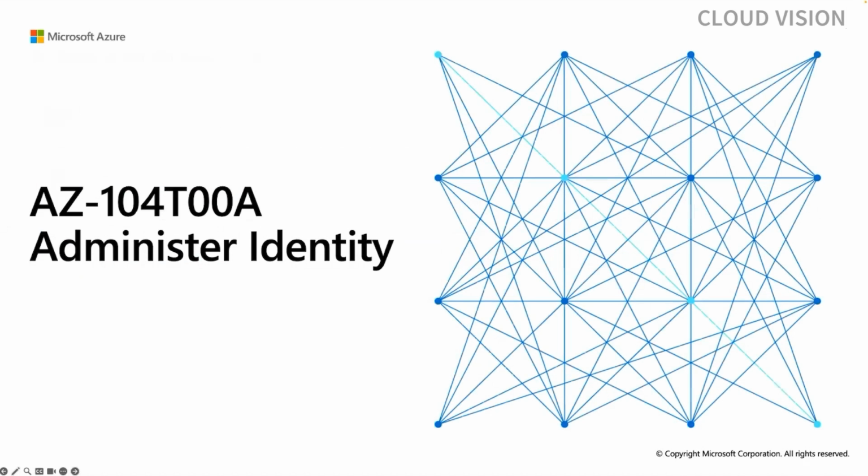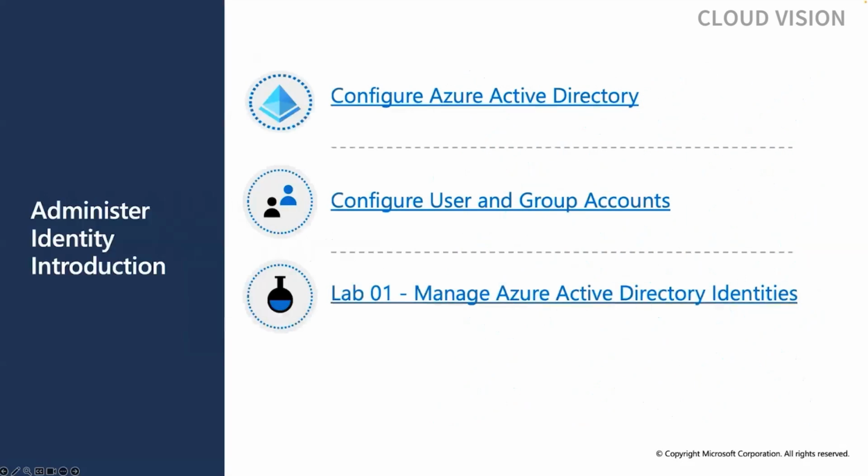So let's jump into the administer identity section. What is it? What that covers is how we're going to configure Azure Active Directory. Now, when it comes to identity, the first thing that comes to mind is how we're going to authenticate, how we're going to prove that you present a right identity. And for that, the tool is Azure Active Directory.